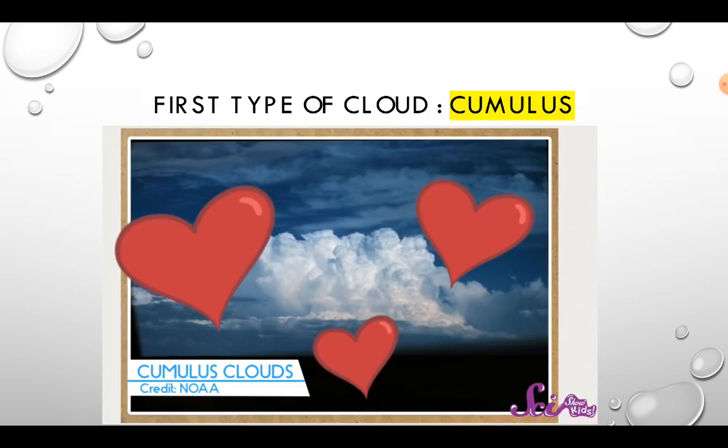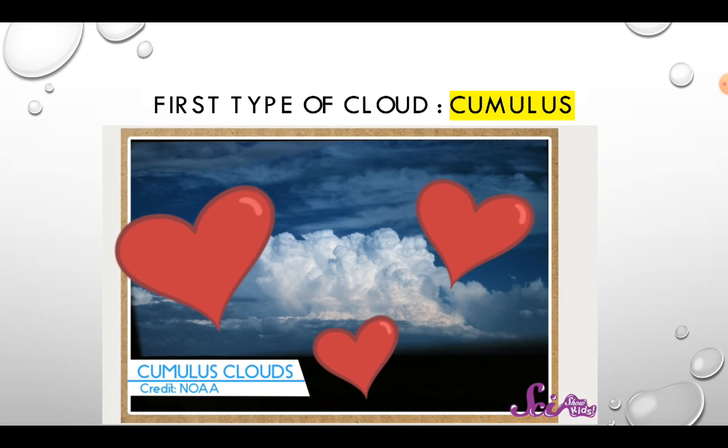Okay, we're going to start to talk about the three different types of clouds. There are many different types of clouds, not just three, but these three are the main ones. So the first type of cloud is called the cumulus cloud, and we've got lots of hearts over there. Why did I make lots of hearts near the cumulus cloud? You'll soon discover in half a minute's time.